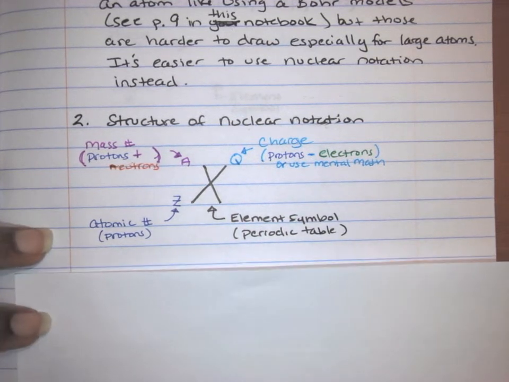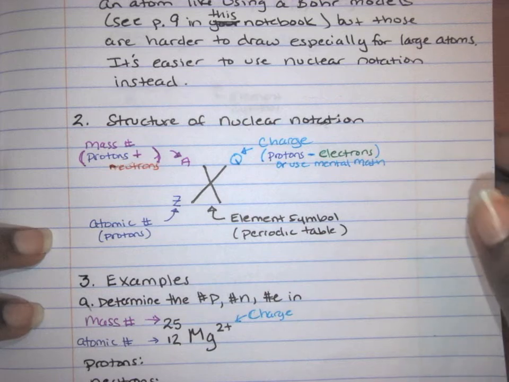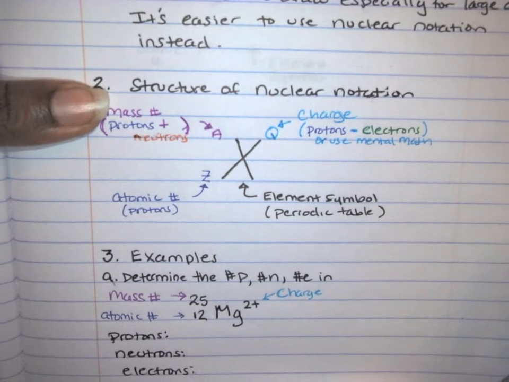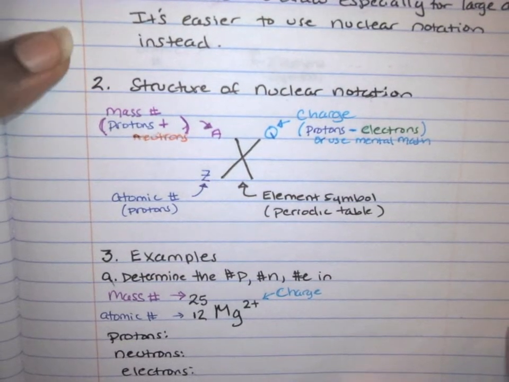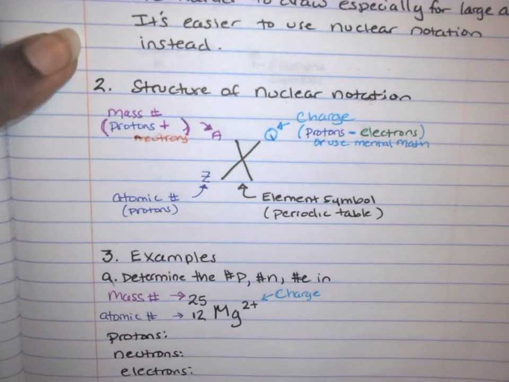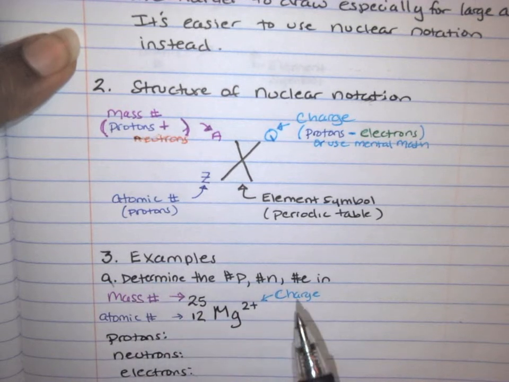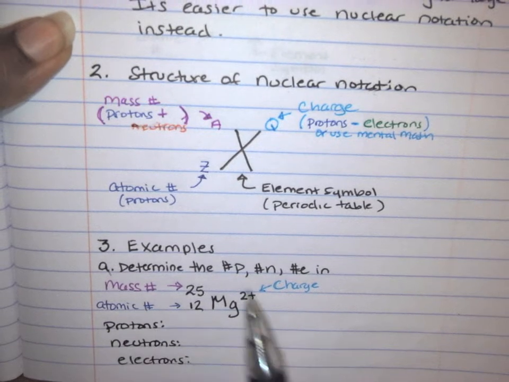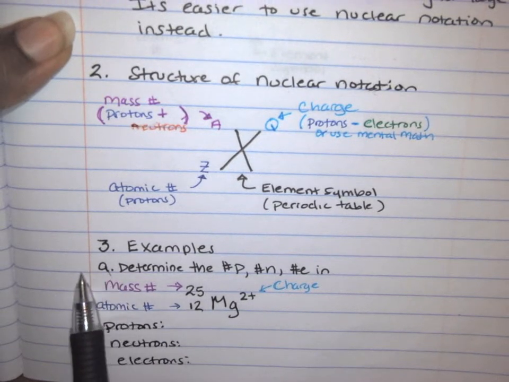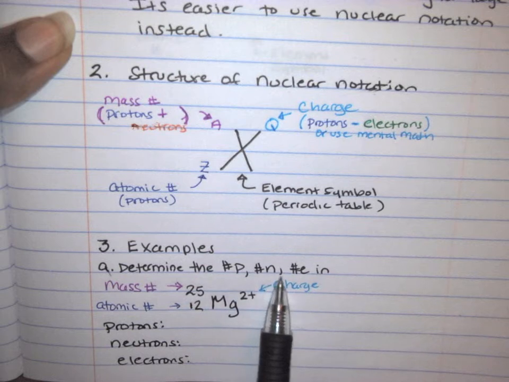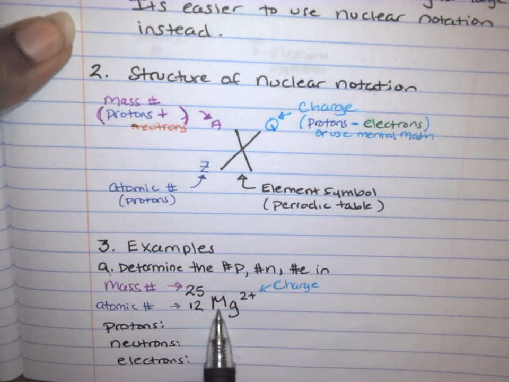So now you're going to watch a video where Tyler goes over some examples of writing the nuclear notation of elements, and also examples where he uses the nuclear notation to determine protons, neutrons, and electrons. You're going to follow the examples in your notebook, so I set up how I would set them up. For the first example that you'll see, you need to determine the number of protons, number of neutrons, and number of electrons in this symbol.